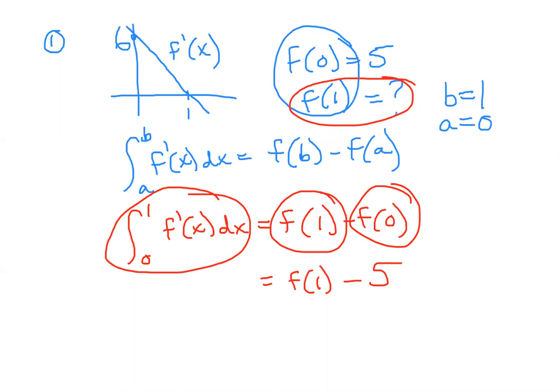The integral from 0 to 1 of f prime of x dx is just the area. Remember, integral is area. So we can find that by looking at this graph, by looking at the area of that triangle, which is 1/2 times 6 times 1, which is 3. So that equals 3. So f of 1 equals 8, which is D.